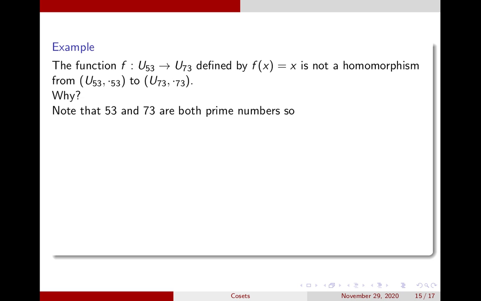Well, first note that 53 and 73 are both prime numbers, so that means that U53 consists of the positive integers from 1 through 52 inclusive. Every number between 1 and 52 is relatively prime to 53, since 53 is prime. And in a similar way, since 73 is a prime number, U sub 73 consists of the integers between 1 and 72 inclusive. The integers greater than or equal to 1 and less than 73.